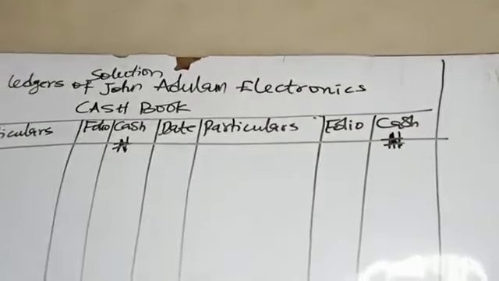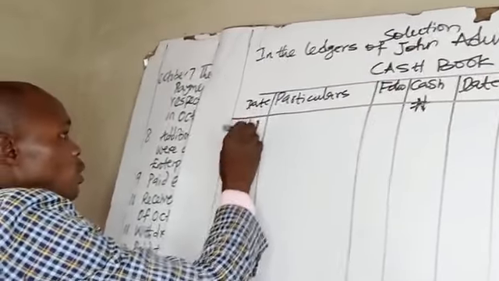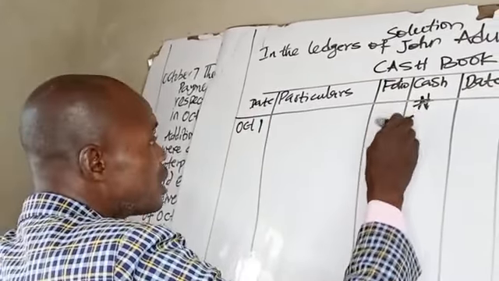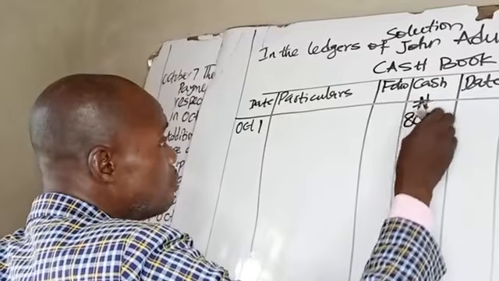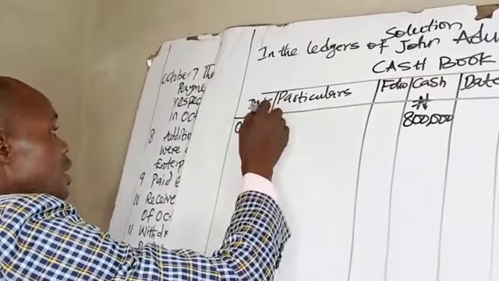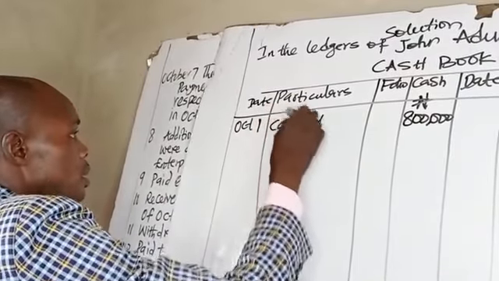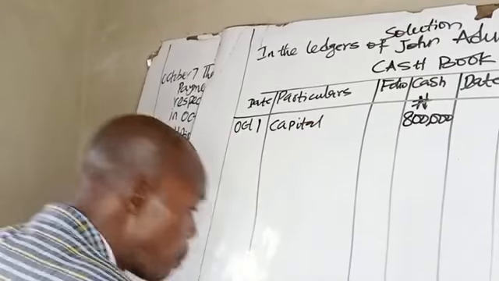That is October 1st. This is the cash account. October 1st. So the amount is 800,000 naira. The cash put into the business is 800,000. So you debit the cash account. Then in your narration here, you put capital account. Then you open a capital account.